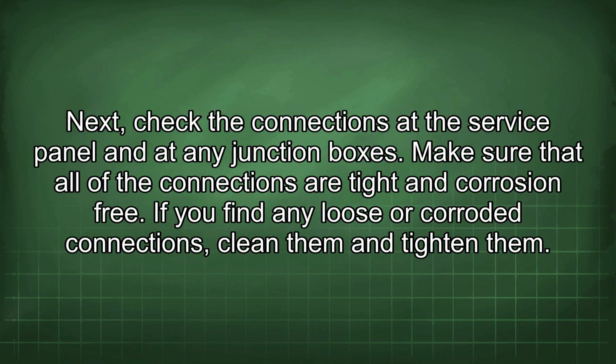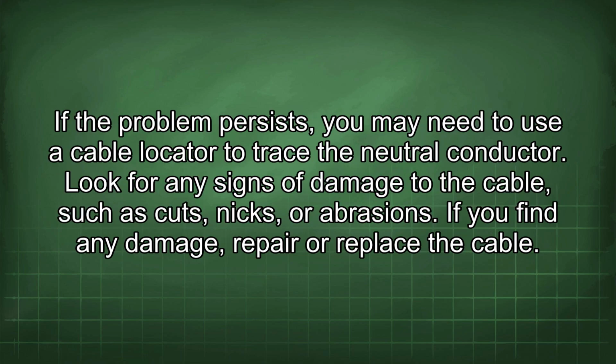Next, check the connections at the service panel and at any junction boxes. Make sure that all of the connections are tight and corrosion-free. If you find any loose or corroded connections, clean them and tighten them. If the problem persists, you may need to use a cable locator to trace the neutral conductor. Look for any signs of damage to the cable, such as cuts, nicks, or abrasions. If you find any damage, repair or replace the cable.